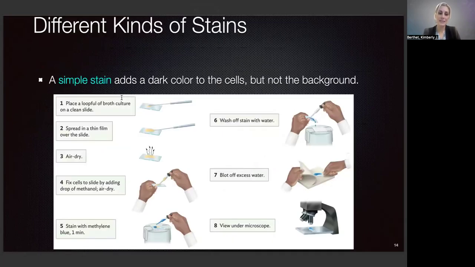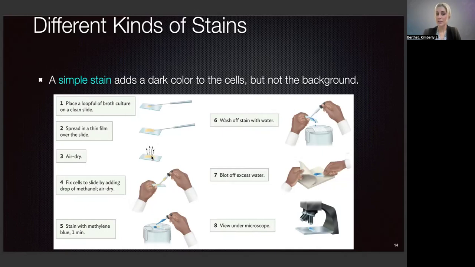When we call something a simple stain, that means we only use one stain, essentially, and we're staining the microorganism itself, but not the background. Let's go ahead and review the process of staining here. So here we would take a loop full with an inoculation loop, that's our tool in microbiology in the laboratory, to grab some of our sample, and we would place that sample on a slide for observation. Then we would spread it out to create a thin layer. This is quite important for a couple different reasons.